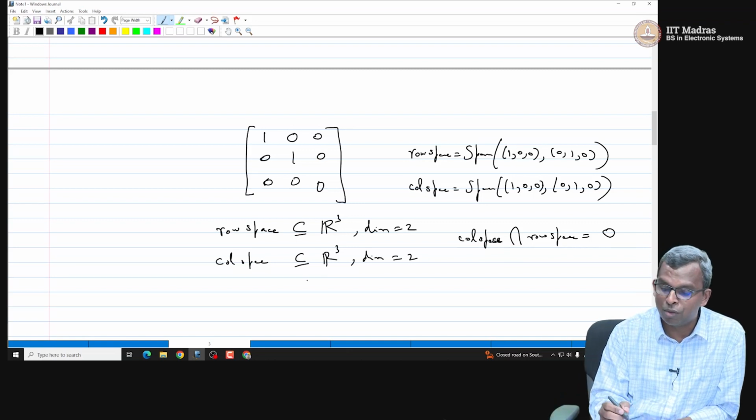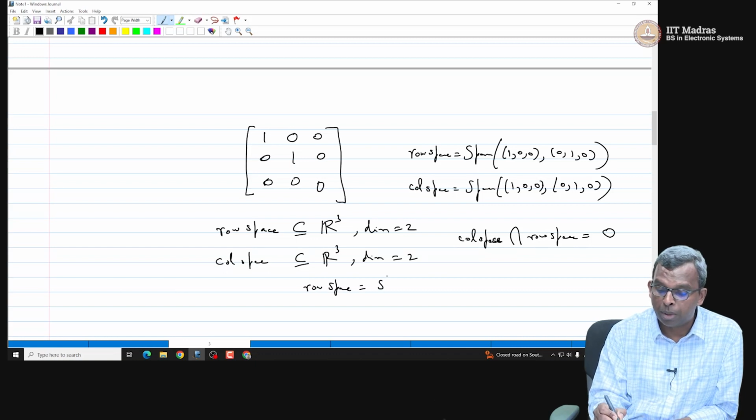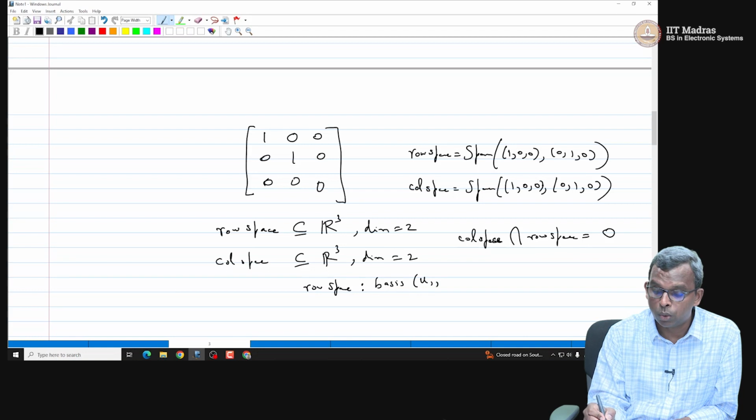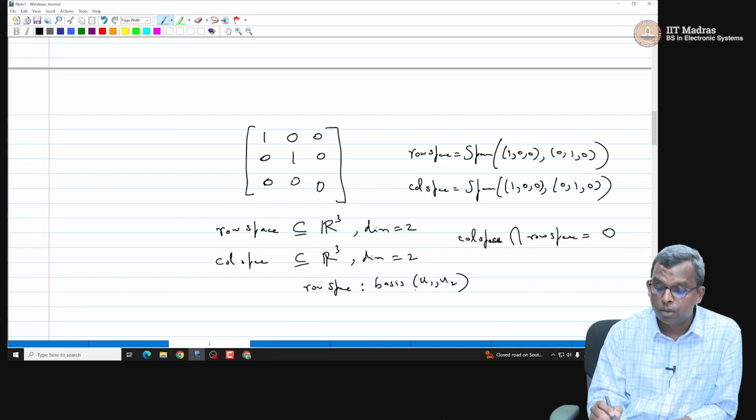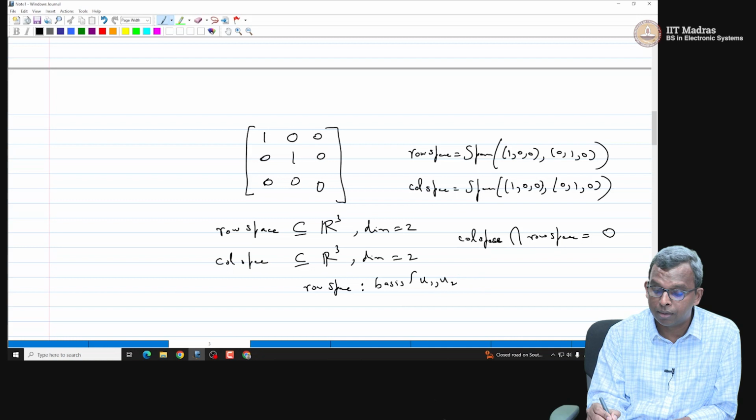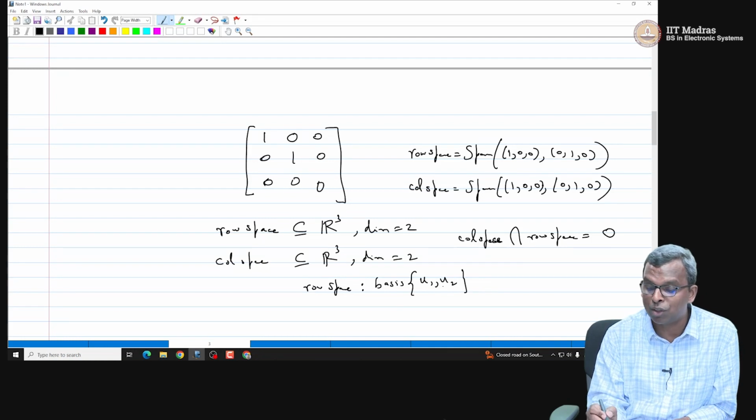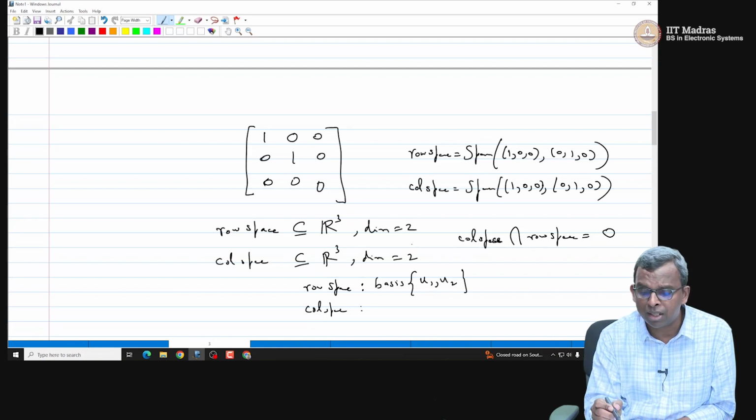So, let us say for instance, the row space has basis u1, u2. Okay, you know what a basis is, right? A basis spans the entire row space, and these two are also linearly independent. Now the column space: why does the basis have two linearly independent vectors? Because the dimension is 2, so it should have 2. Likewise, the column space is also dimension 2.